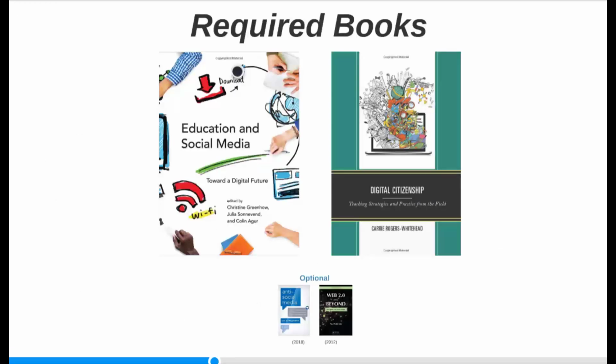There are two required books in this course. Education in Social Media is a 2016 book edited by Christine Greenhow, Julius Sonnevend, and Colin Egger. We supplement this book with this new 2019 book on digital citizenship by Carrie Rogers Whitehead, which moves us into more of a digital literacy perspective for the course.